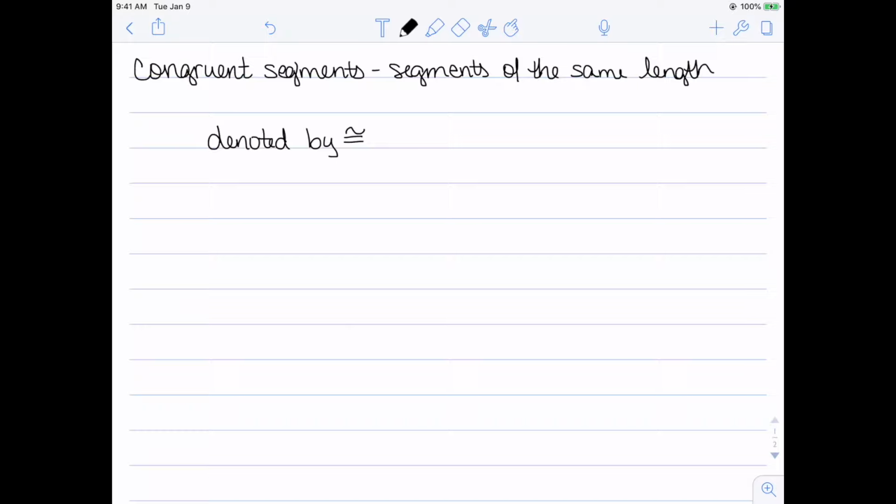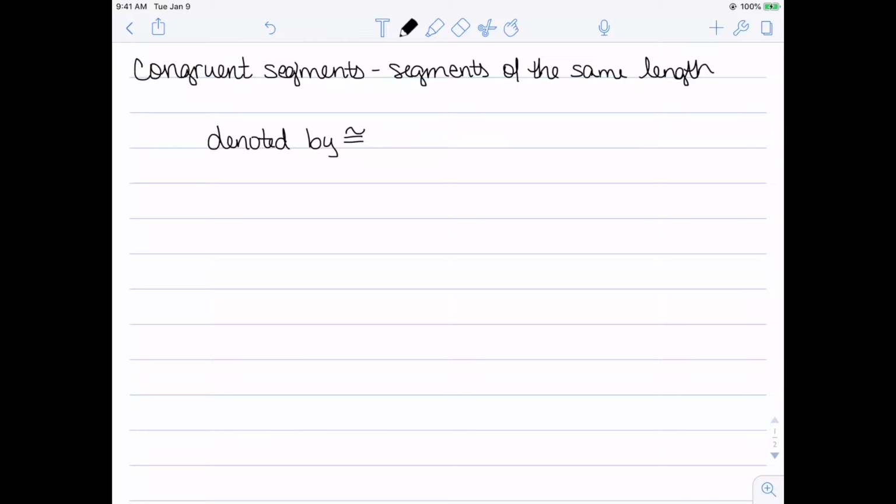In geometry, we often need to reconstruct a given segment at a point along an arbitrary line. So I have an arbitrary line and I want to essentially move a segment down. We use the term congruent segments to designate segments with the same length, and we denote it by this symbol here, which is just read "congruent."